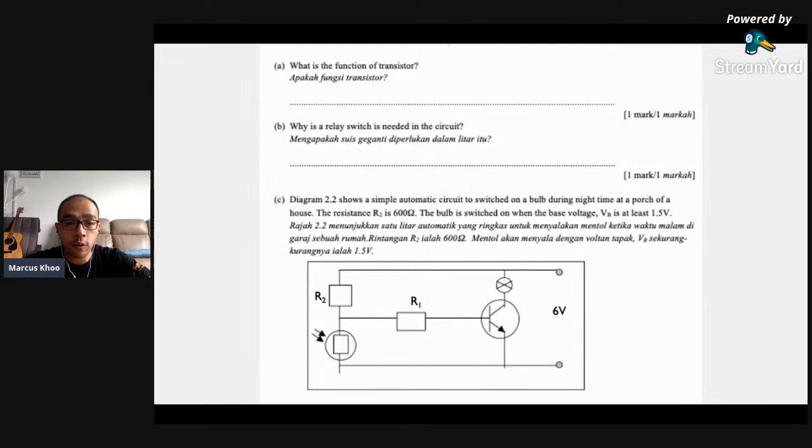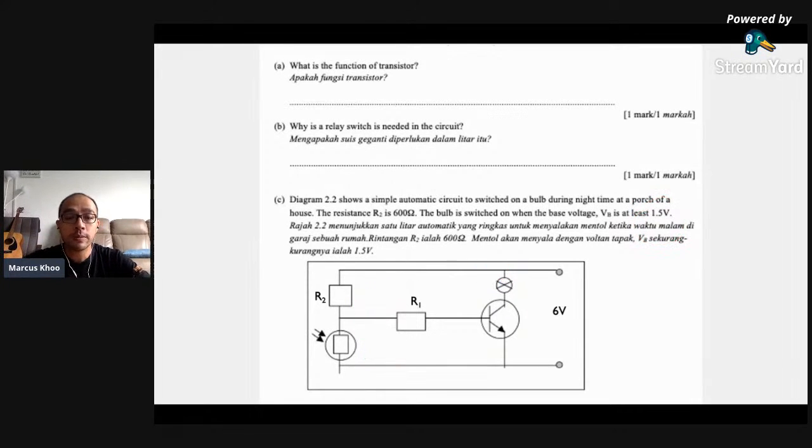What if over here is 4 volts? If over here is 4 volts, will the bulb switch on? Yes, it will switch on because sudah melebihi 1.5. And how much voltage is running through here? It will be 2 volts. So this is the beauty of this potential divider. It's very simple. You just need to know that the total is 6 and itu saja.